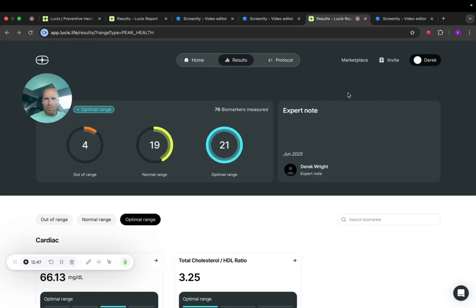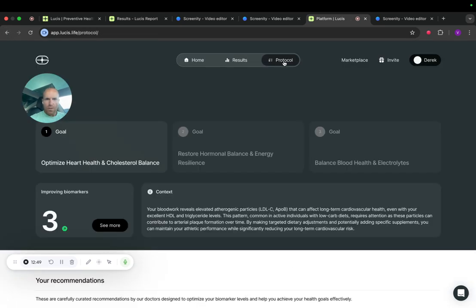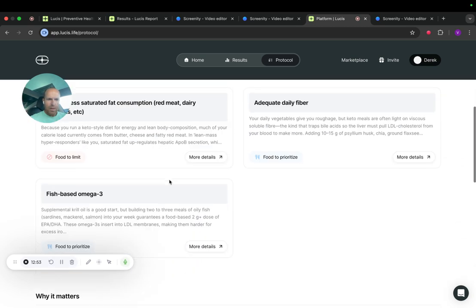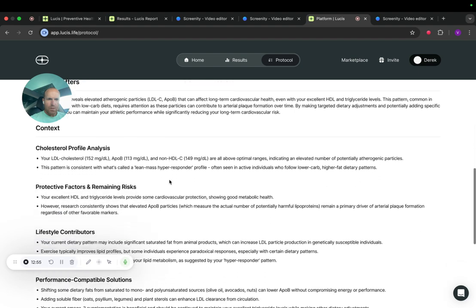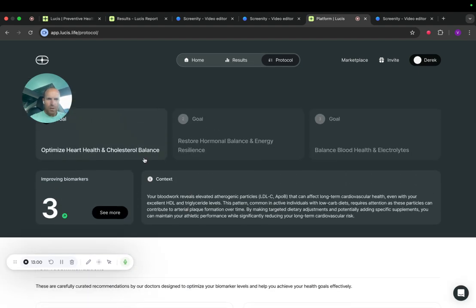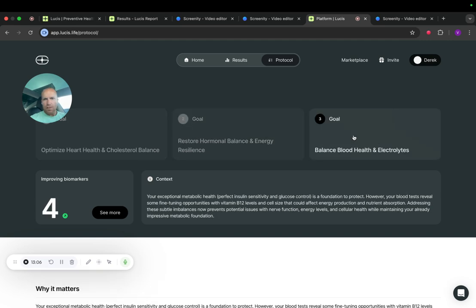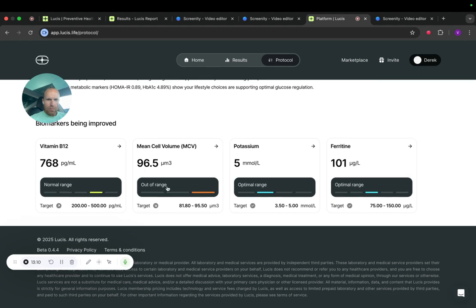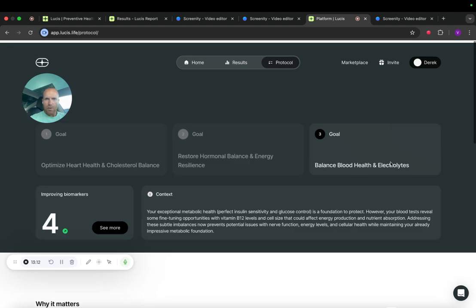And then we've gone over a lot of this, but the protocol just sets those out in a slightly different way, slightly cleaner than that expert note, to have each of those goals set out. So optimize heart health, restore hormonal balance, and balance blood and electrolytes. So really nice to be able to go through each of those.